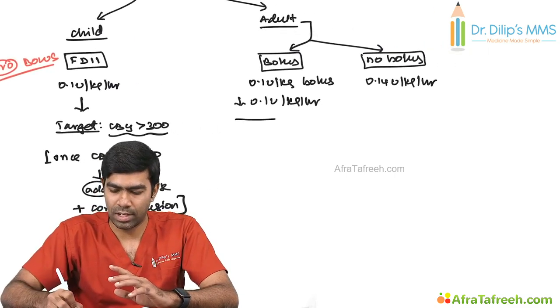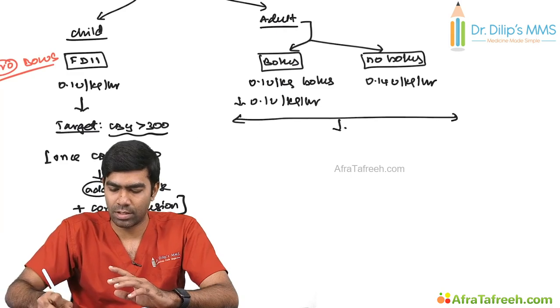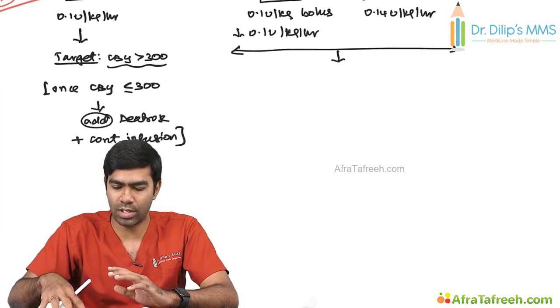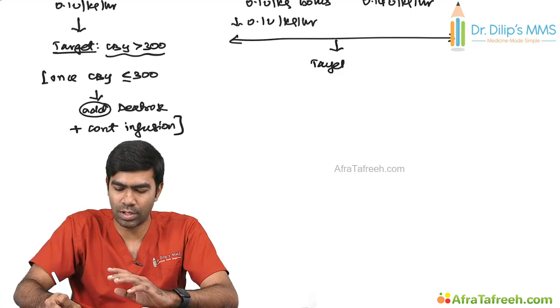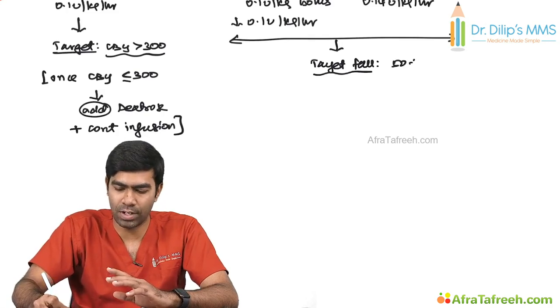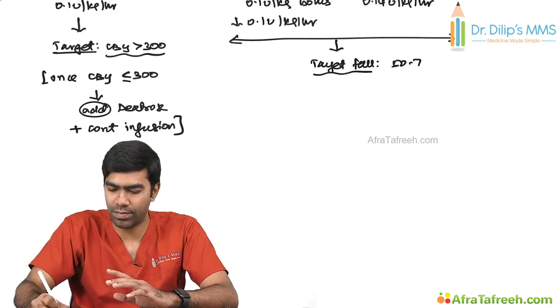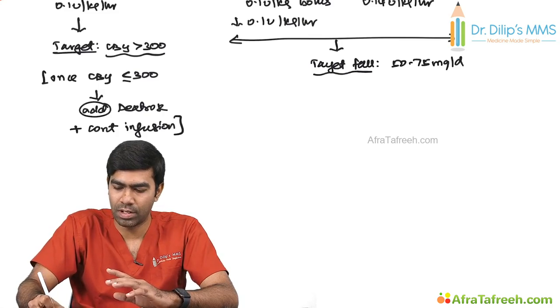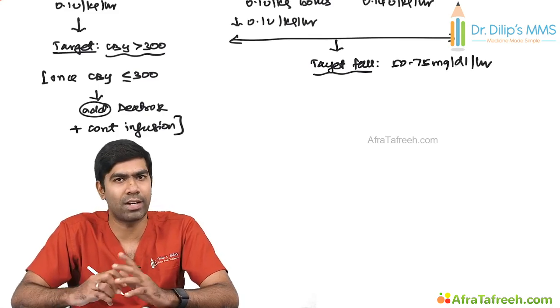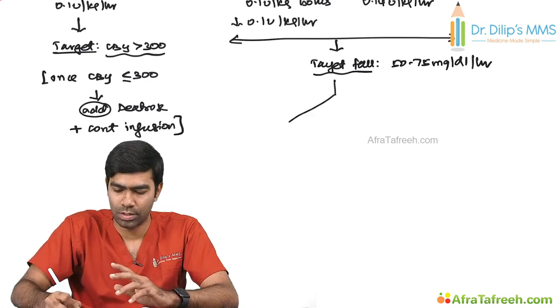So whatever may be the case, you have to wait till you reach the target. So what is the target here? First you have to know the target fall in the blood glucose. The target fall is approximately 50 to 75 milligrams per deciliter per hour. So this is the target fall in the blood glucose.